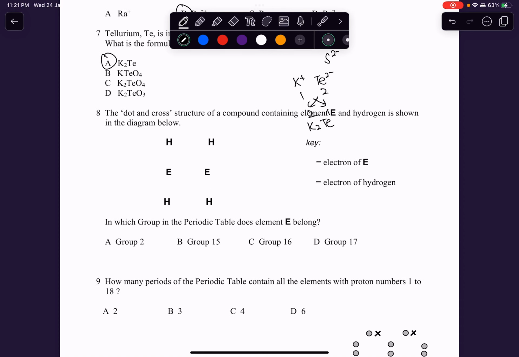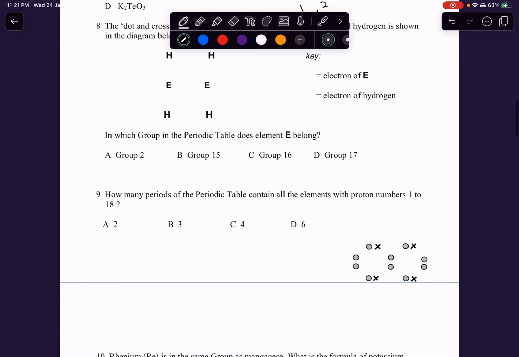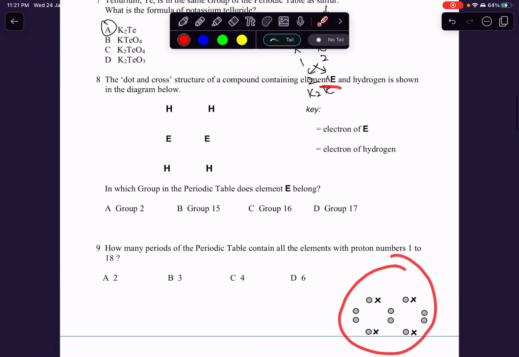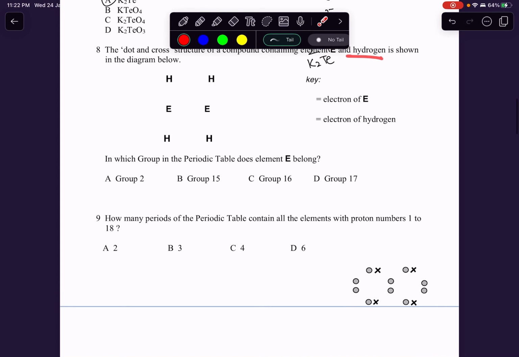Question 8. My diagram isn't showing, but my diagram is over here. You need to study this diagram very carefully. They ask about E containing E and hydrogen. The crosses are hydrogen's electrons, so there are 4 hydrogen. Maybe I just write the hydrogen in first. Hydrogen here, hydrogen here, hydrogen here.